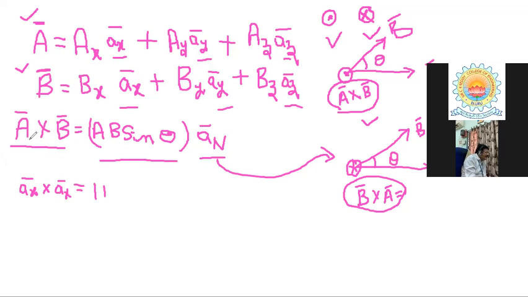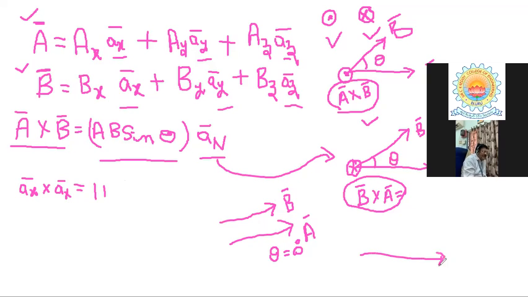Or even if you consider two parallel vectors, A bar and B bar, if they are parallel, the angle between them is theta equal to 0. Two vectors are said to be parallel when the angle between them is 0. Once you substitute theta equal to 0, you get 0 magnitude multiplied by the unit vector, which gives a null vector, or 0. So A cross B is equal to 0 once they are parallel to each other.